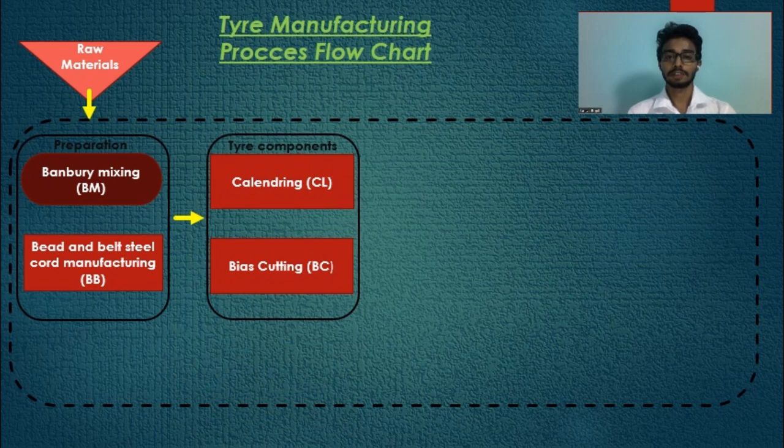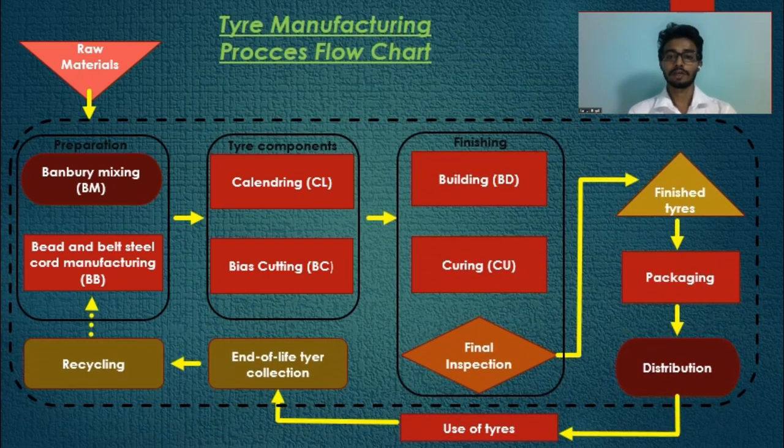After that is the finishing step. Building, curing, and final inspections are done here. Finally, the finished tires are packed and distributed, but it is not the end of sustainable production. Therefore, end-of-life tires should be collected, recycled, and used again for tire production.